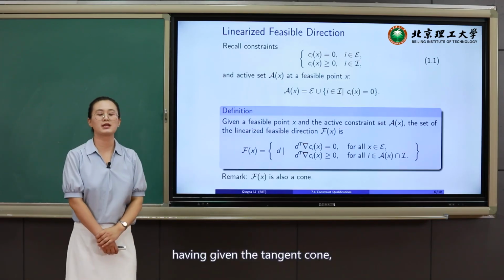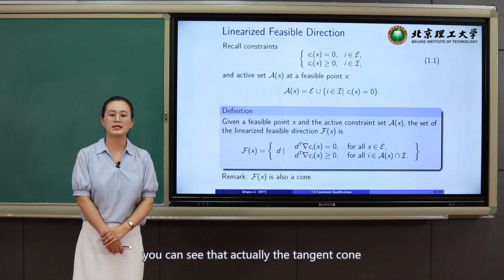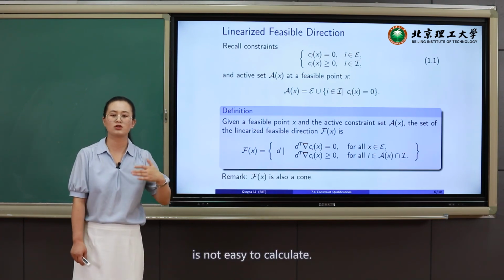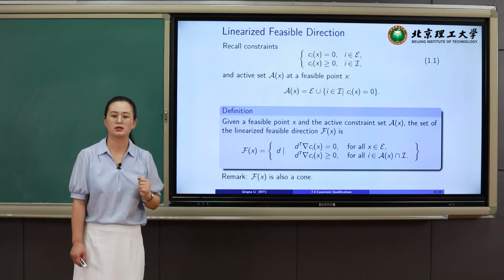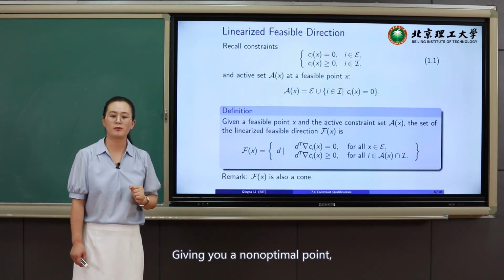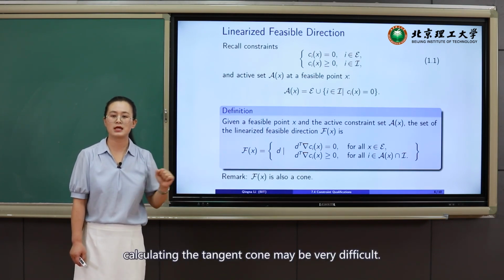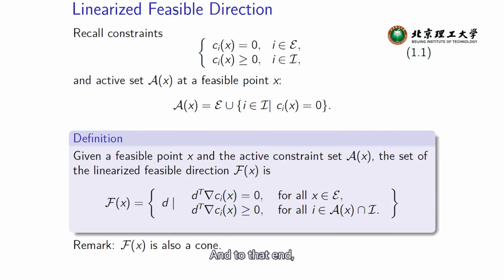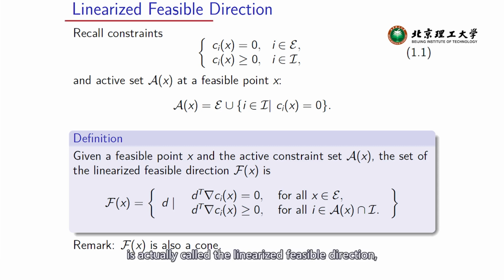Now, having given the tangent cone, you can see that actually the tangent cone is not easy to calculate, okay? Given a non-optimal point, calculating the tangent cone may be very difficult. To that end, we need to use some alternative way to represent this tangent cone. The alternative way is called the linearized feasible direction, which we actually used in previous parts.